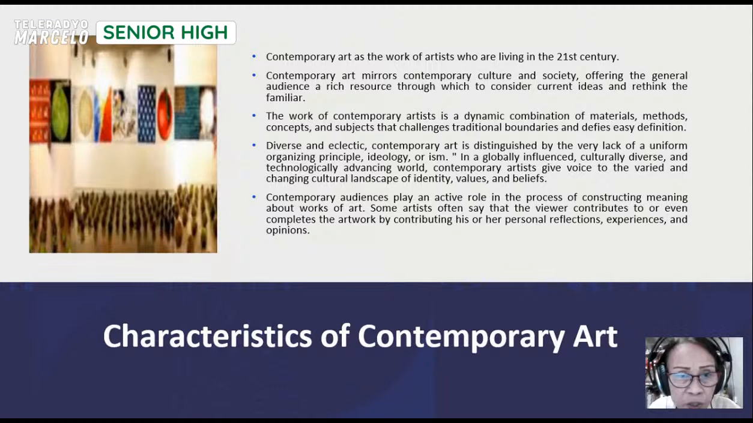The values and beliefs. So contemporary audiences play an active role in the process of constructing meaning about works of art. Some artists often say that the viewer contributes to or even completes the artwork by contributing his or her personal reflections, experiences, and opinions.